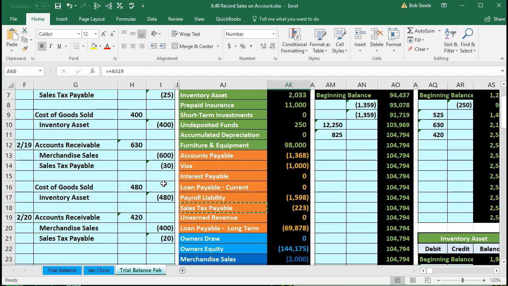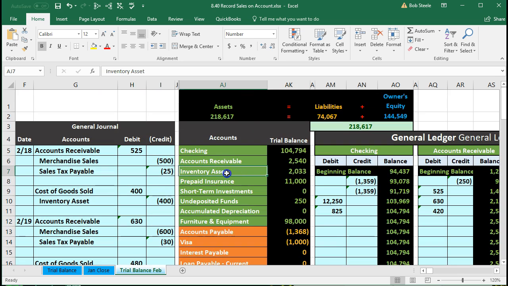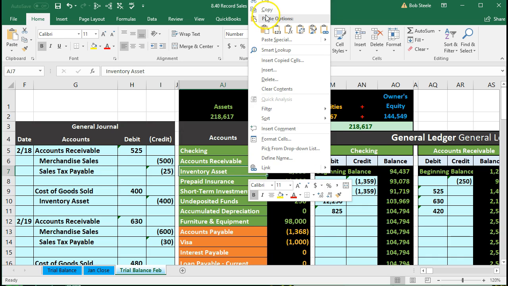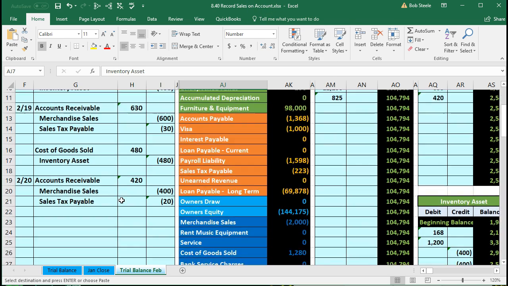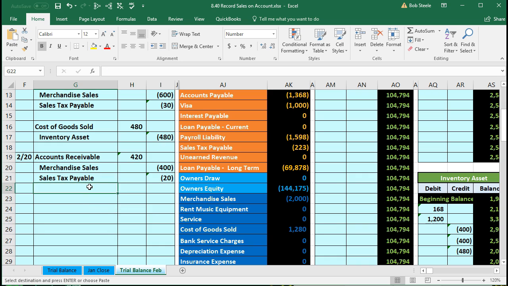Let's record the second half of our journal entry. That is the fact that the inventory is going down. There's the inventory, debit balance. We're going to make it go down by doing the opposite to it, crediting it, right-clicking it, copying it so we don't misspell it. Then we're going to skip a row and put it on the bottom in G24, right-click, and paste 1, 2, 3.